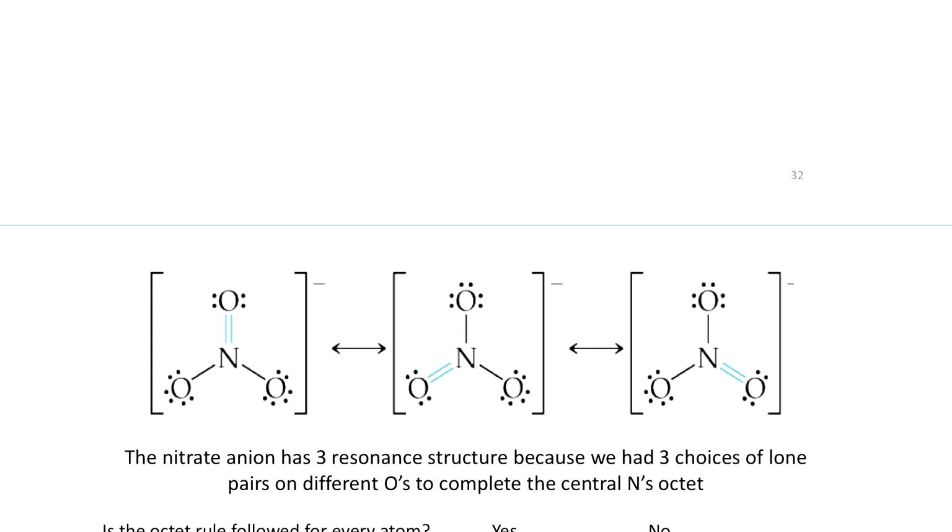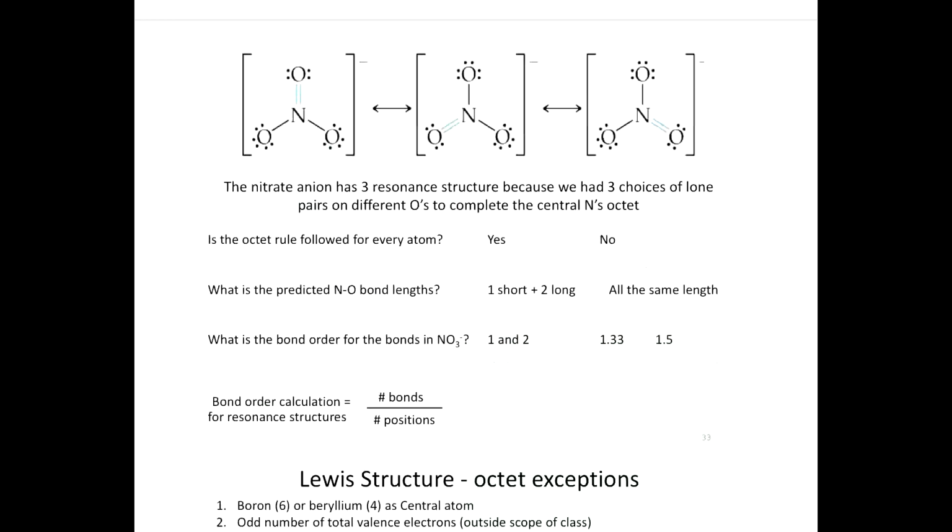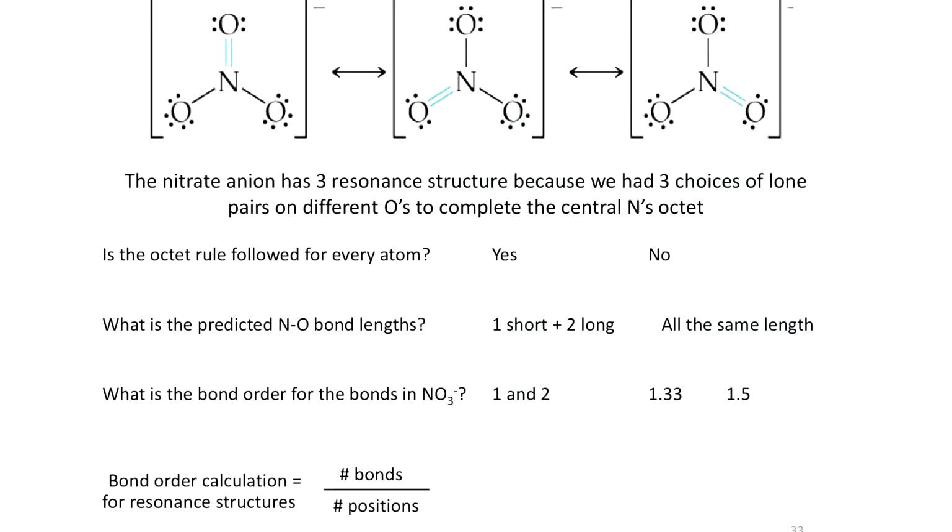So if you scroll down to the next page, I have those 3 resonance structures drawn. Notice 3 different structures. One has the double bond on the top, the other one has the double bond on the side, and the other one has the double bond on the other side. All of these structures are equivalent. But when we look at a nitrate molecule in real life, we won't find a short bond and 2 long bonds. That double bond is smeared across the entire molecule.